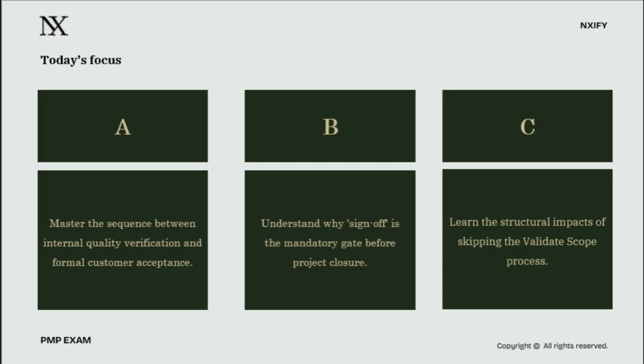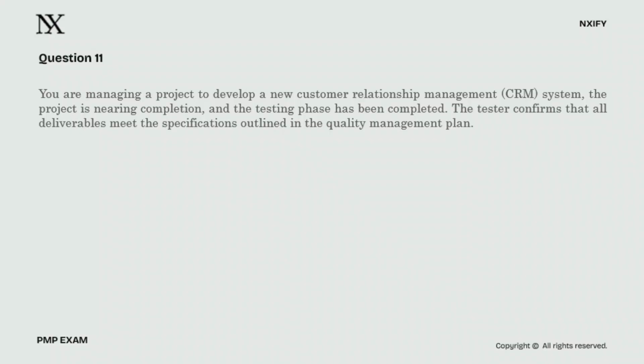Now, let's step into the scenario. Take a look at question 11 appearing on your screen. In Episode 10, we were balancing the pressure of schedule compression and budget constraints, but here we've reached a new phase. Our situation: you are managing a project to develop a new customer relationship management (CRM) system, that is, software designed to manage a company's interactions with current and potential customers.